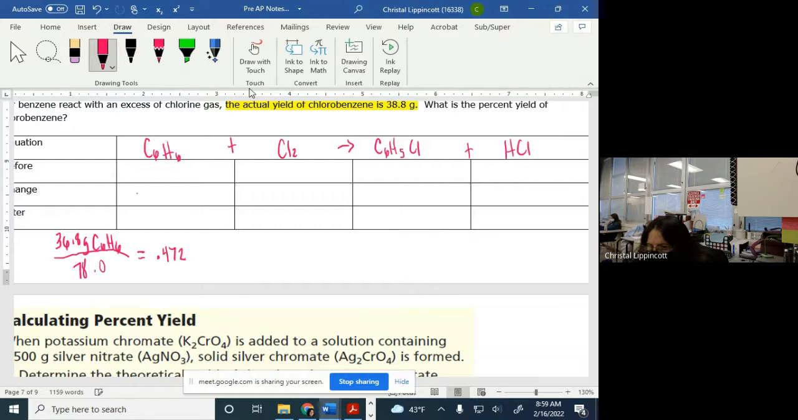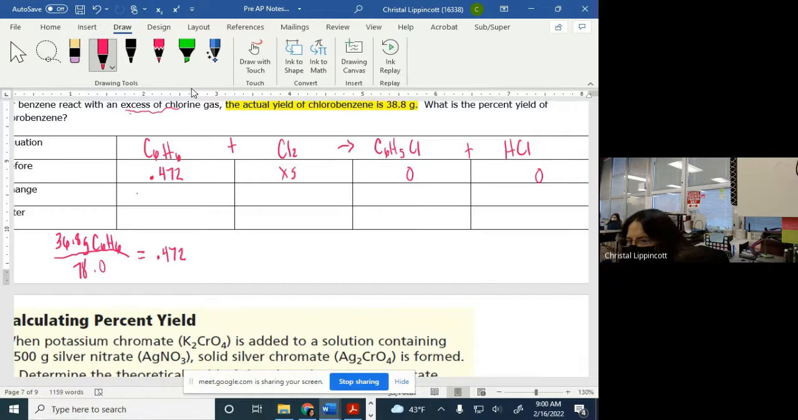0.472. Alex, you know where I got that from? 78? Okay. All right, so 0.472. If I read through this, it tells me that I have excess chlorine. So this is going to be excess. And I haven't started with any of this.